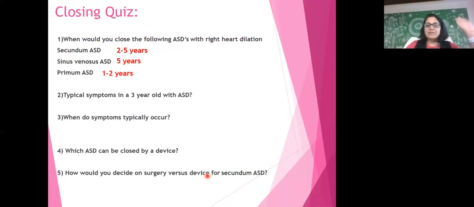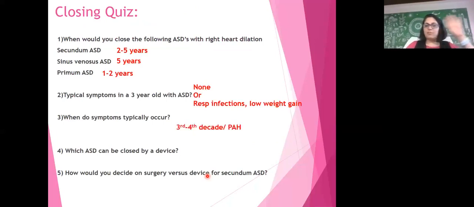Typical symptoms in a 3-year-old with ASD. Typical symptoms. So asymptomatic, or they can have respiratory infections and low weight gain in a small percentage. When do symptoms typically occur in ASD? When do symptoms typically occur? 3rd or 4th decade with PH.